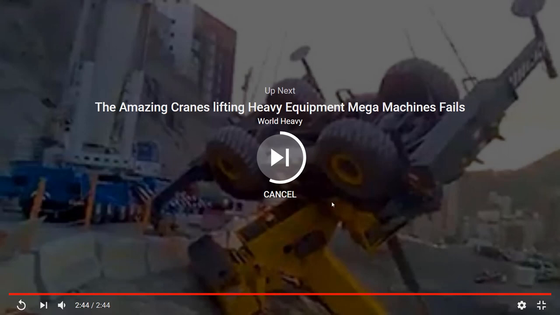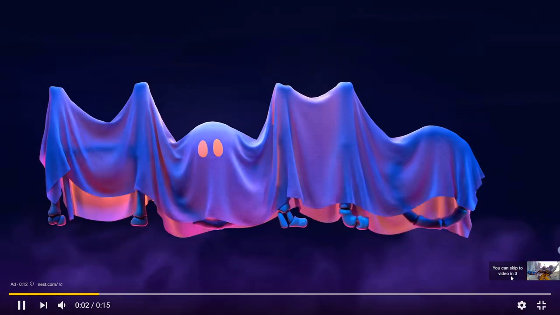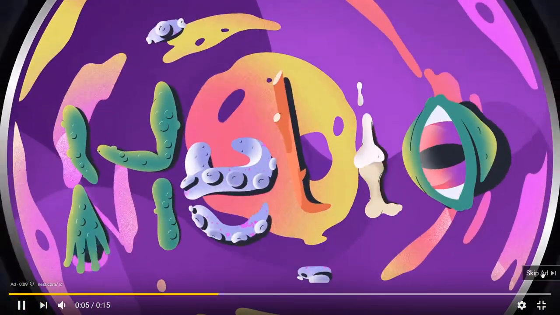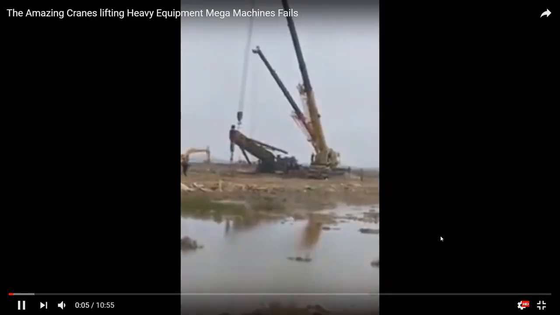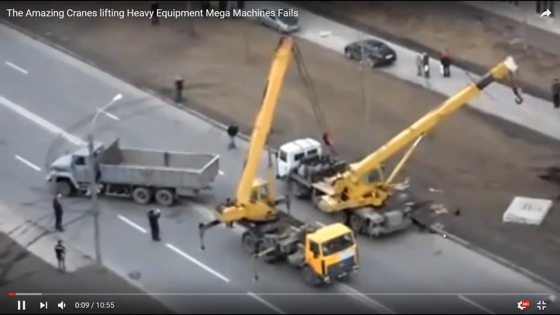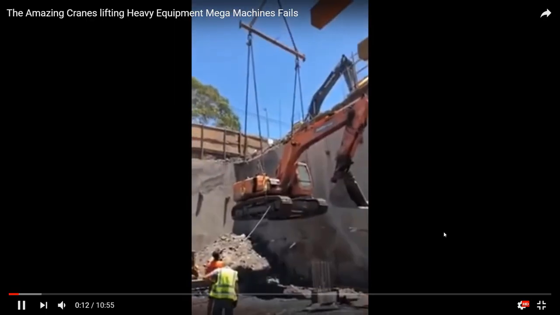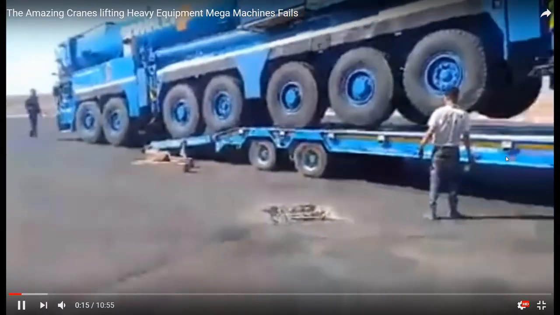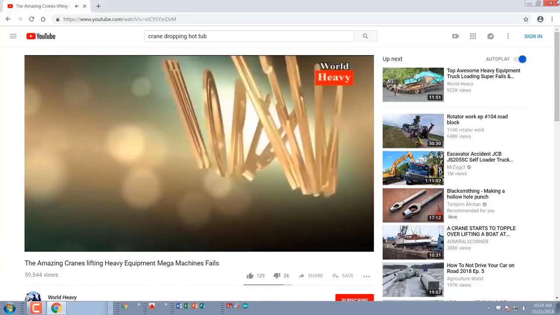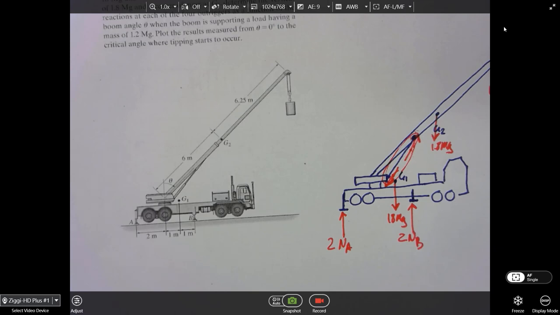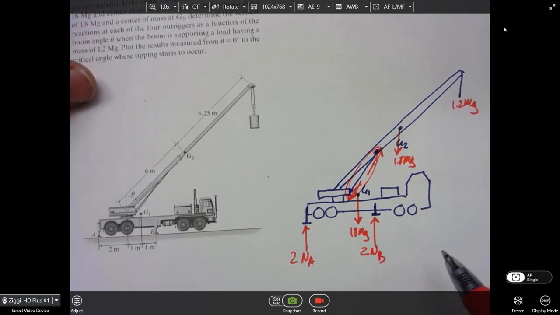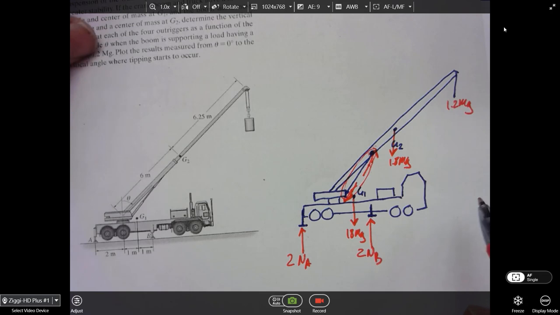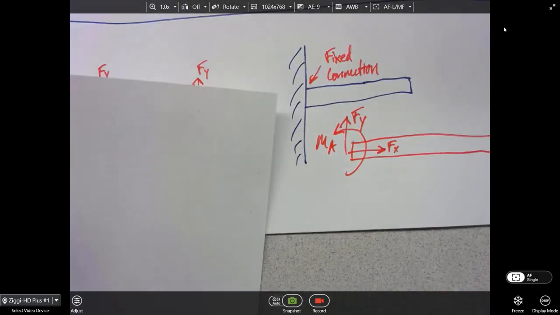Yeah. So if you're bored at home, because you're not doing your statics homework, you should look up cranes tipping over on YouTube. Like that, or like that, or like that. Or that. Oh, yeah. Good times. Okay. All right, we'll go back to lecture. So, just in case you think this is a boring, dumb problem, maybe it is, but not doing it is way not boring. So, that gets exciting real fast.